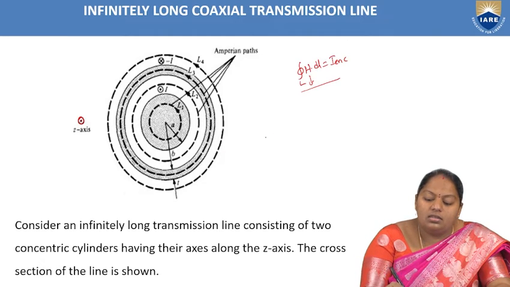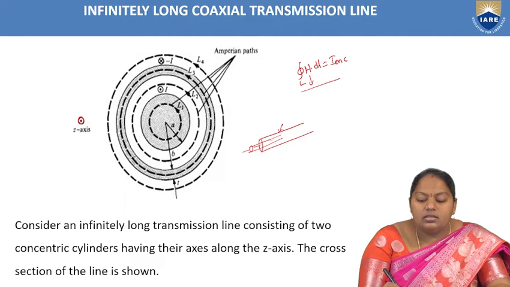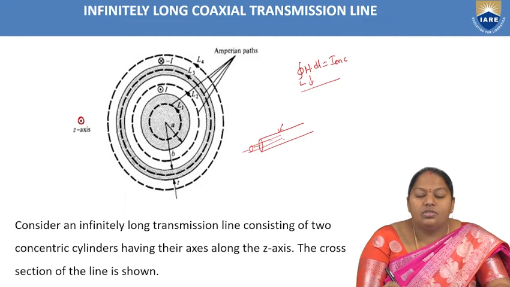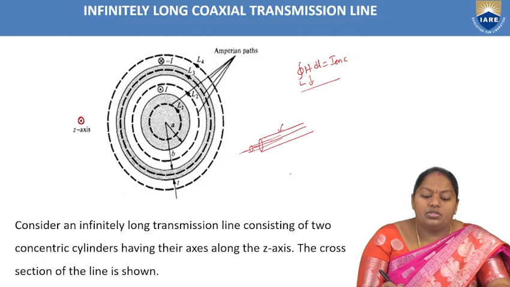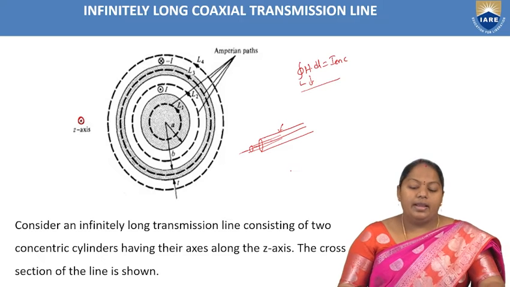Here is an example of a coaxial transmission line. This is the outer core, the inner core, and then there exists a cladding. If you observe the cross section of this coaxial transmission line, meaning if you cut this wire in half, then the internal structure looks like the figure which we have considered for the analysis of the infinitely long coaxial transmission line.